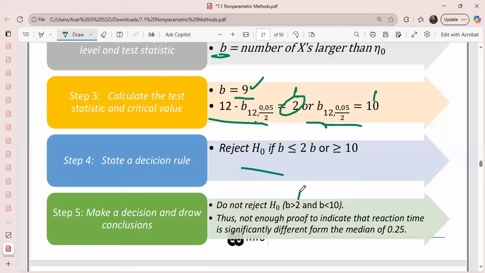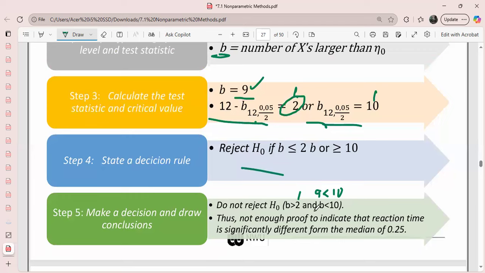You know how they got 2. B, 9 is greater than 2, and 9 is less than 10. So the bigger one will be this one. You can just choose whether you want to use this one or this one, but it's still the same thing, because you know how they got 2 and how they got 10 on that table. Therefore, we do not reject, because B is greater than 2.